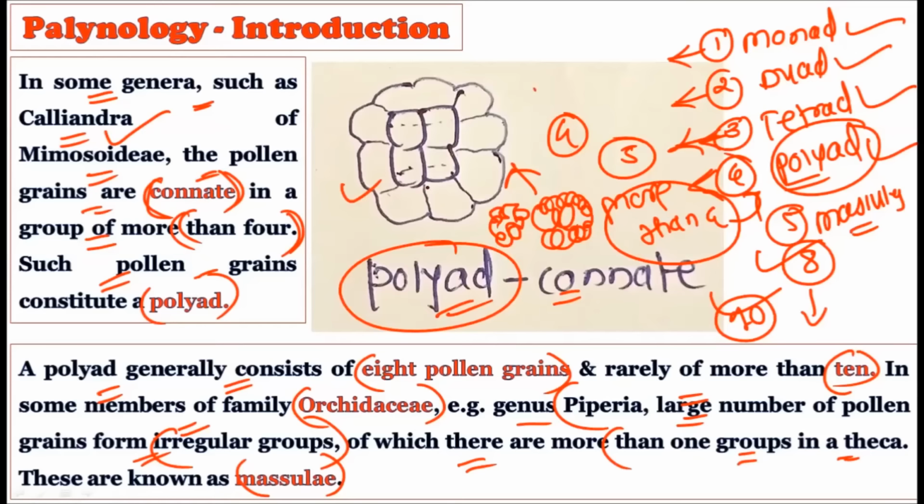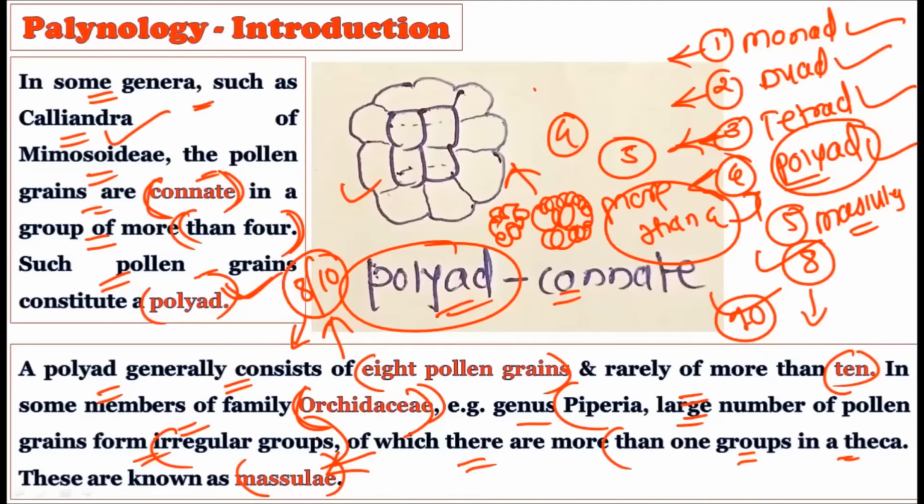But here you have to remember, if more than 8 pollen grains, more than 10 pollen grains, and even more are present together, then in such a condition we use the term massulae. So there is the condition called the polyad, in which 8 or 10 pollen grains can be there, and even more pollen grains can be present in some members of the Orchidaceae family. In such a condition we describe them as massulae.